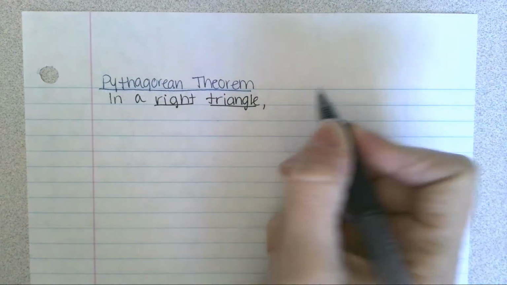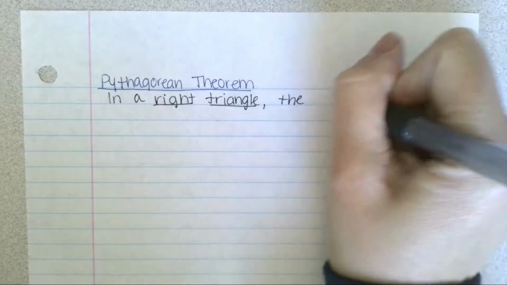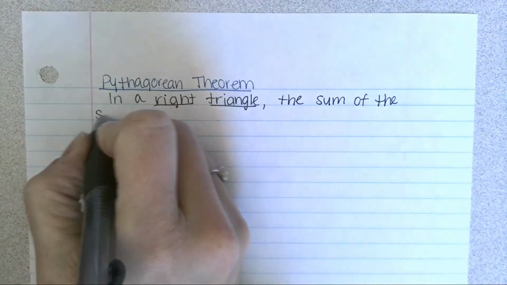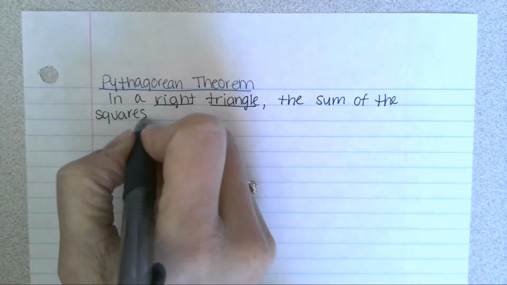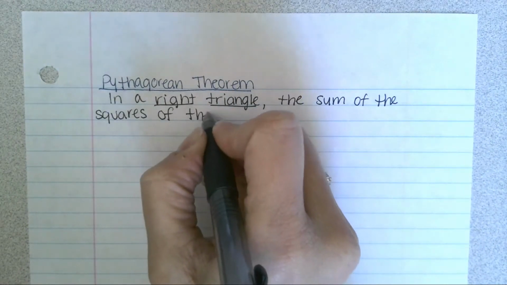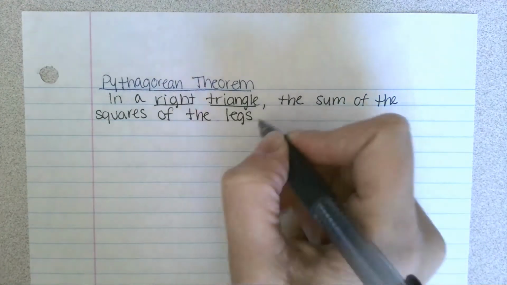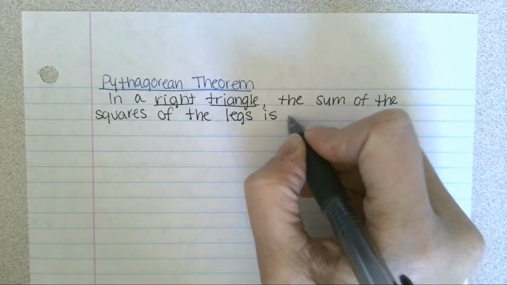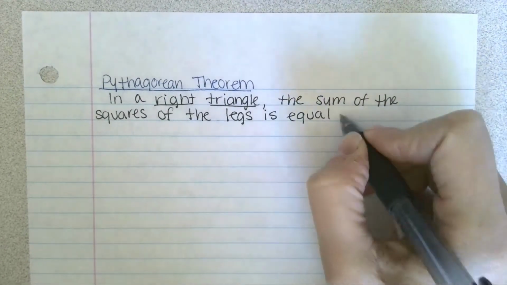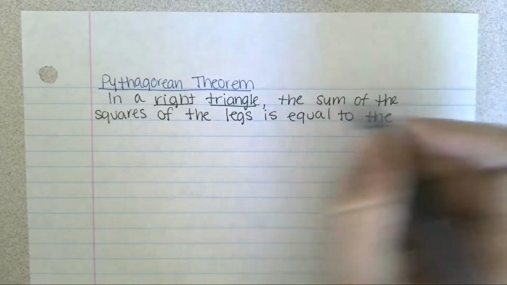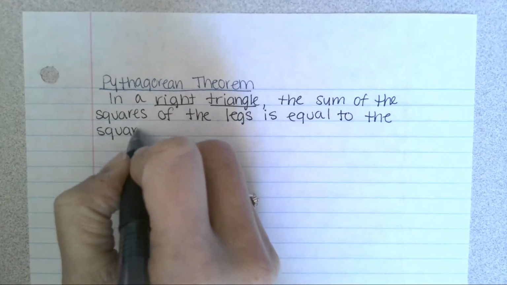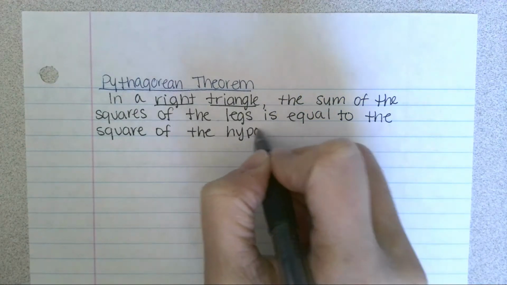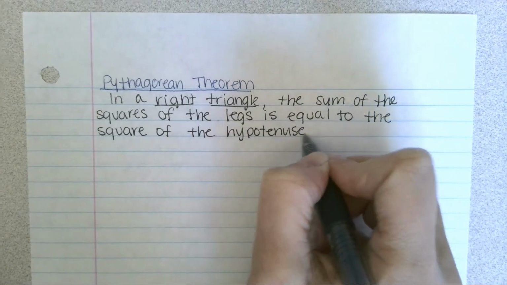So in a right triangle, the sum of the squares of the legs, remember the legs are the two shorter sides, so the sum of the squares of the legs is equal to the square of the hypotenuse. Remember, the hypotenuse is the longest side.